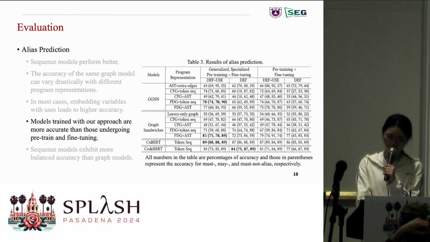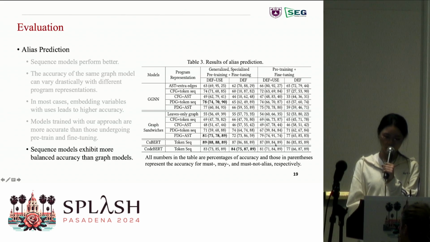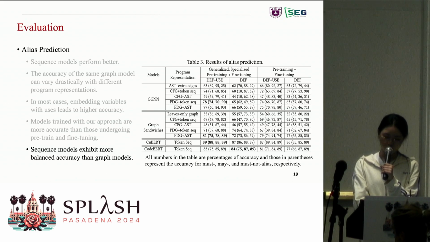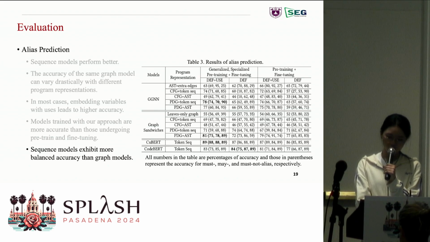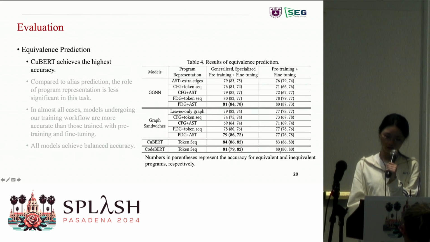We also find that models trained with our approach are almost always more accurate than those undergoing the traditional pre-training and fine-tuning approach. And sequence models exhibit more balanced accuracy across all three labels, while graph models behave differently on different representations. On one hand, they achieve rather balanced accuracies while achieving the highest accuracy. On the other hand, their accuracies vary greatly depending on the alias type.